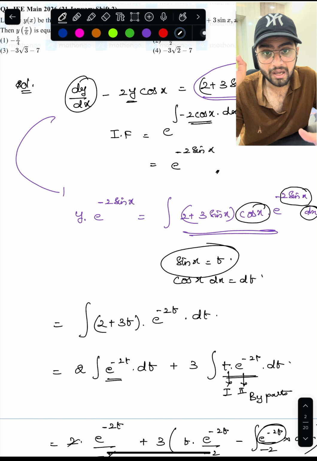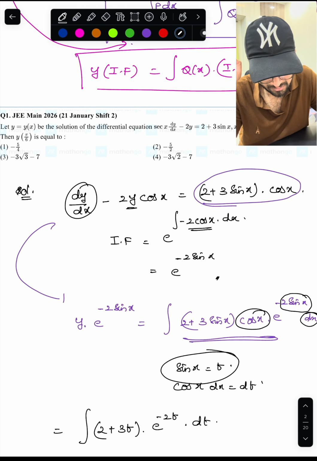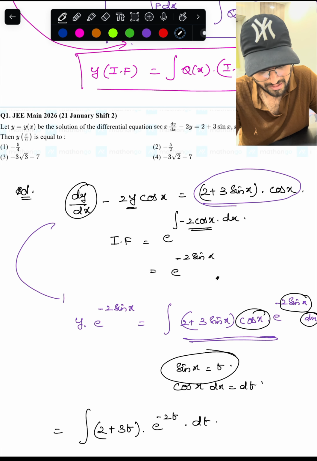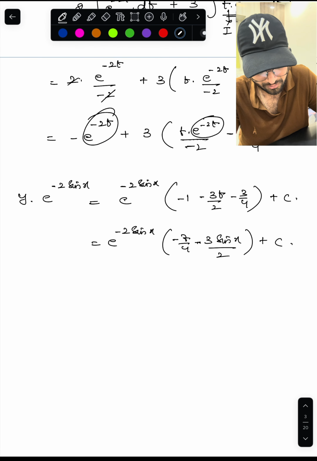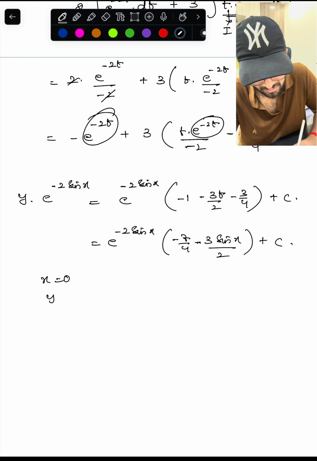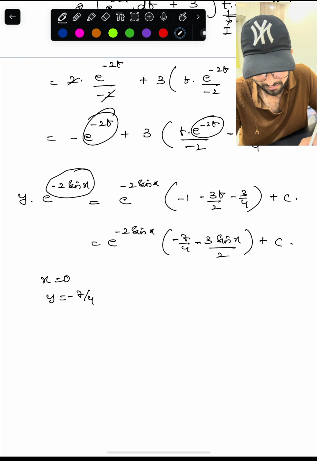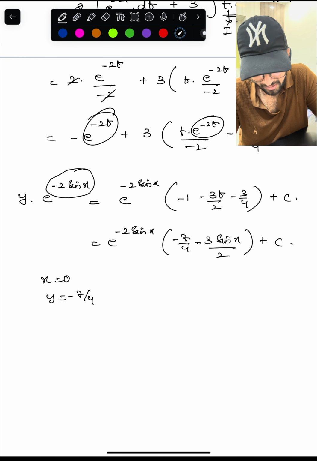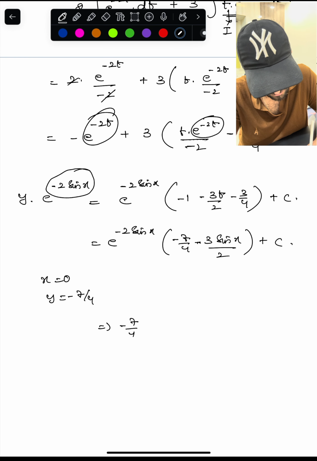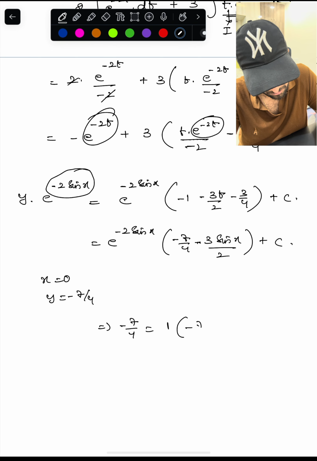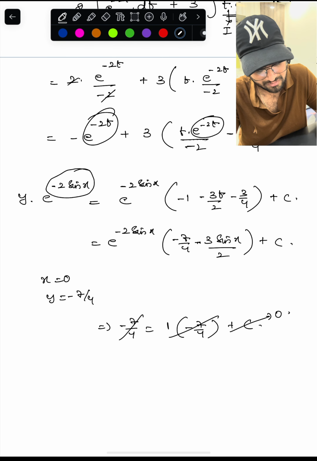Now all we need to calculate is the integration constant. For that, y of 0 is given as minus 7 by 4. So y of 0 means if x equals 0, y is minus 7 by 4. Substitute here. x is 0, so that is going to be e power 0, which is 1. y is minus 7 by 4. Substituting minus 7 by 4, it is 1 times minus 7 by 4 plus c. So c is 0, right?